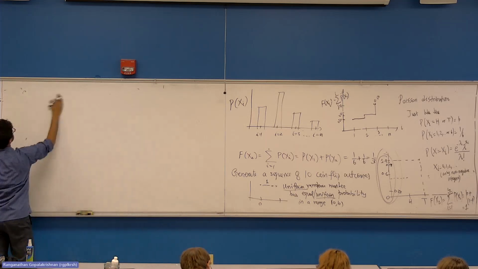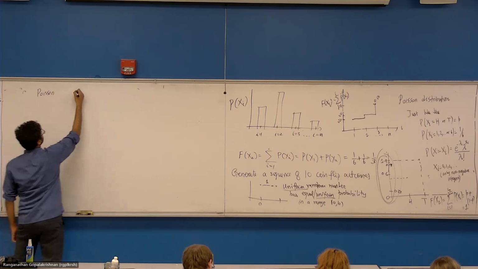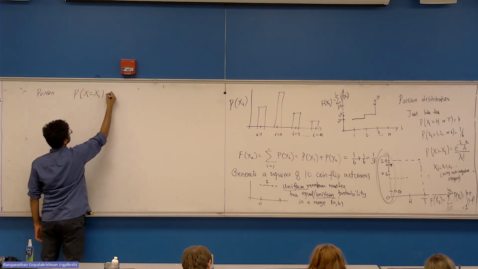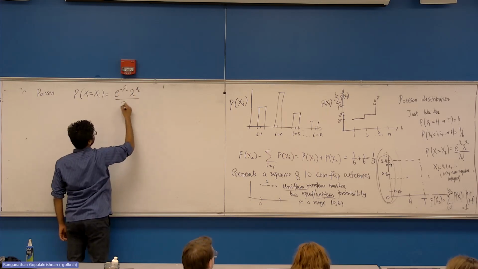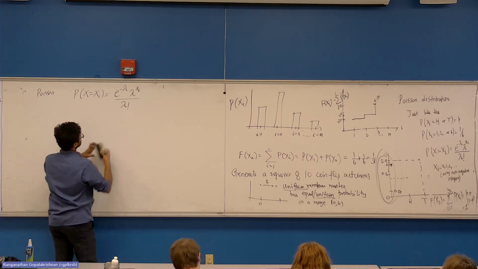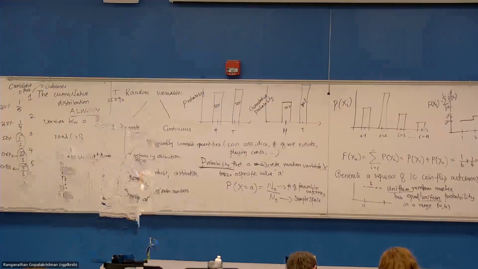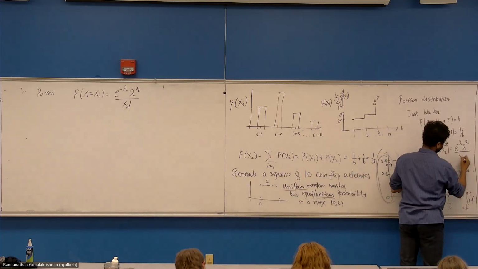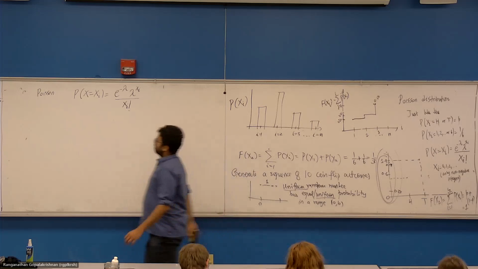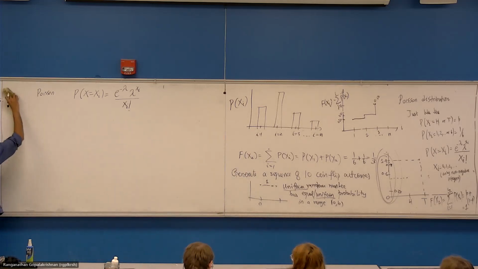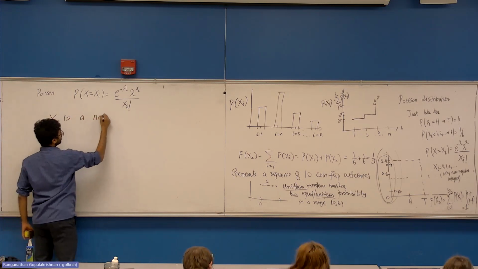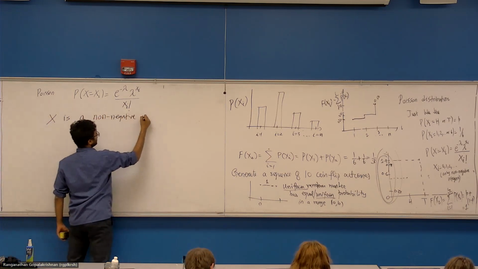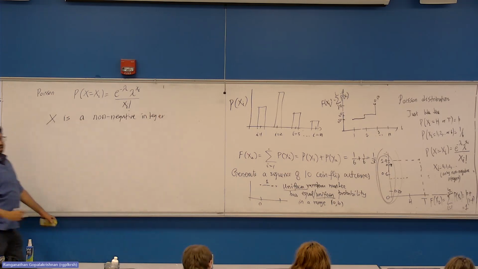All right. So Poisson distribution, the probability of x assuming a specific value is given as e power minus lambda, lambda power x divided by x factorial. And remember, x is a non-negative integer. It can't be a real number, it can't be a negative number.